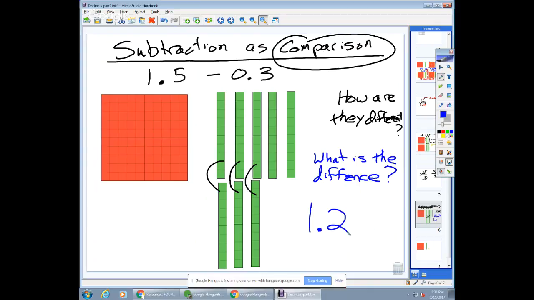And the key here, which we can show later, is if we write down 1.5 and stack under it the 0.3, as long as the decimal is lined up, we can kind of ignore it and say 5 things minus 3 things is 2 things. Those things happen to be tenths. Oh, 1. Yep, sorry. 1 minus 0 is 1. Good call.